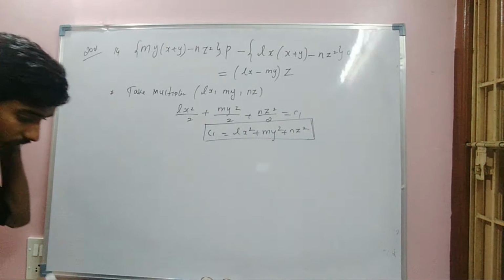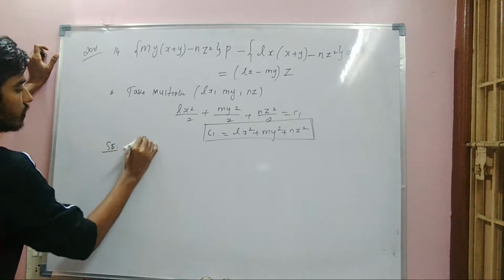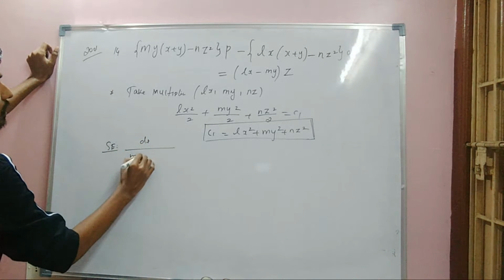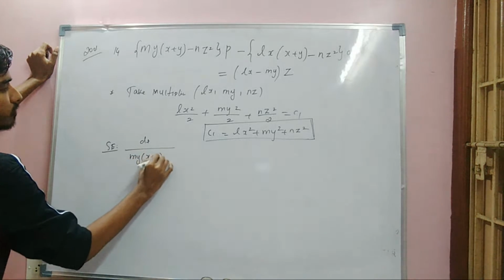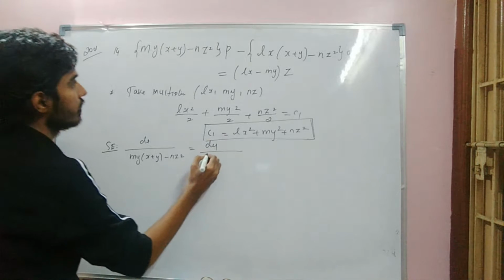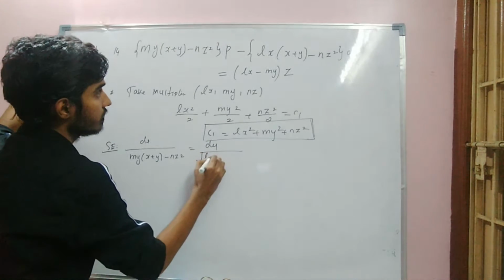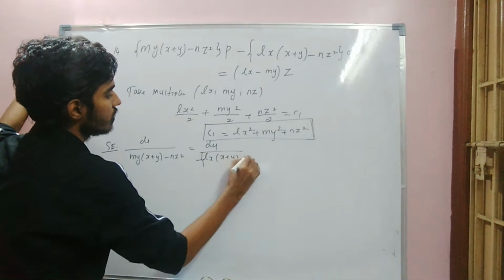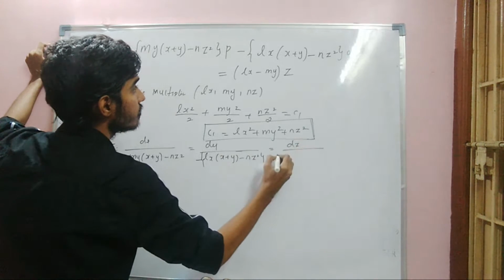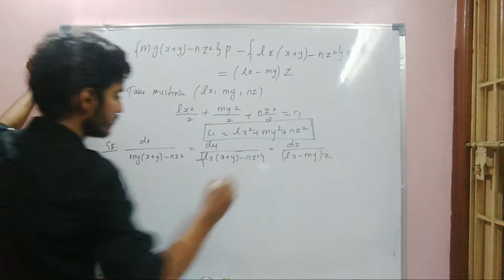Now to find the second multiplier, first we will write the subsidiary equation. So it is dx divided by my into x plus y minus nz square, dy divided by minus lx into x plus y minus nz square, dz divided by lx minus my into z.